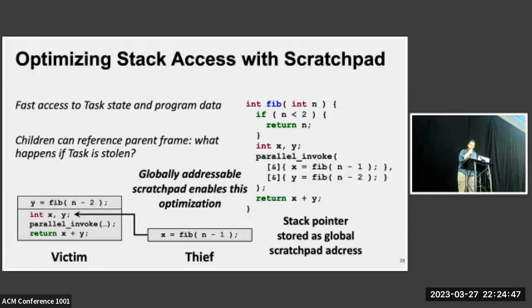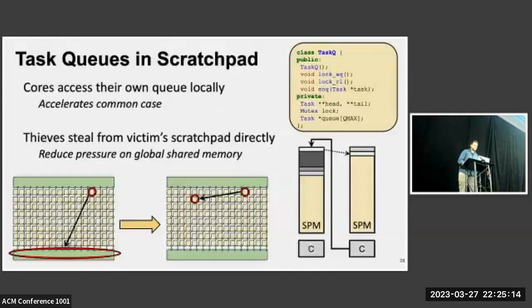What we learned here is that an enabling feature of hardware is globally addressable Scratchpad. This allows us to store the stack pointer as a globally addressable Scratchpad pointer, and that means that parent frame pointers will remain valid as tasks move around the system. This is opposed to locally addressable pointers, so ones that are dependent on where you're located in your execution.